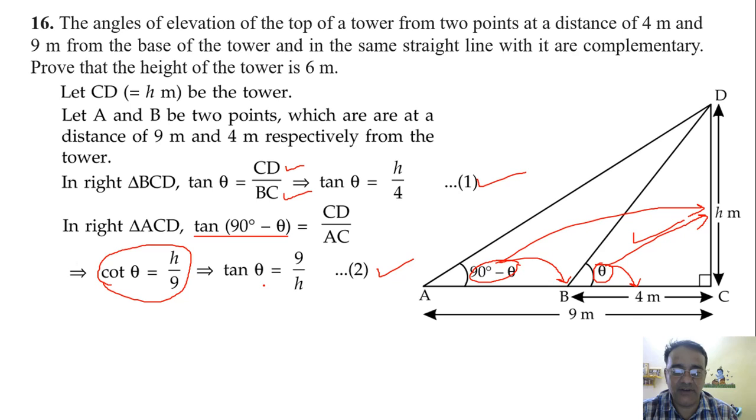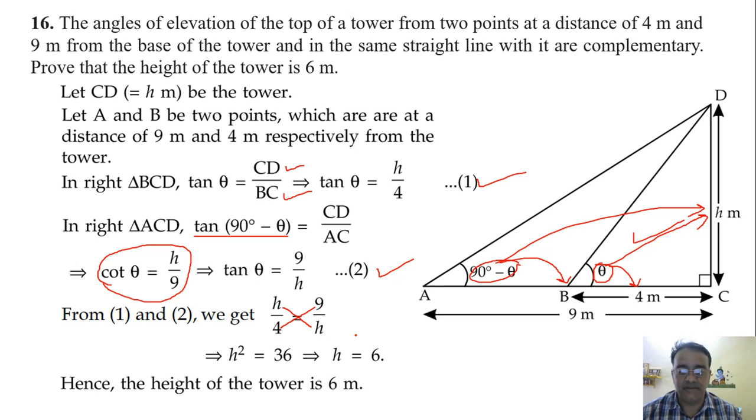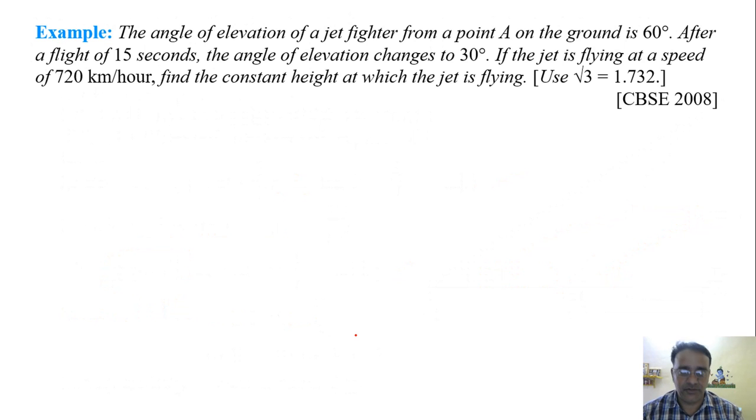So from equations 1 and 2, we get H by 4 is equal to 9 by H. On cross multiplication, we'll get H square is equal to 36 and H is equal to plus minus 6, but we'll write only plus 6 because distance is never negative. So H is equal to 6, hence the height of the tower is 6 meters. Any doubt here? No, sir.